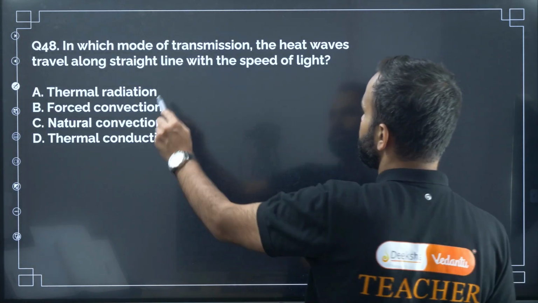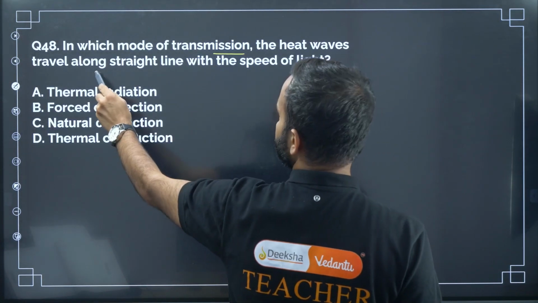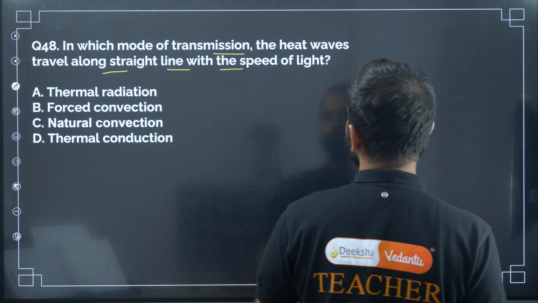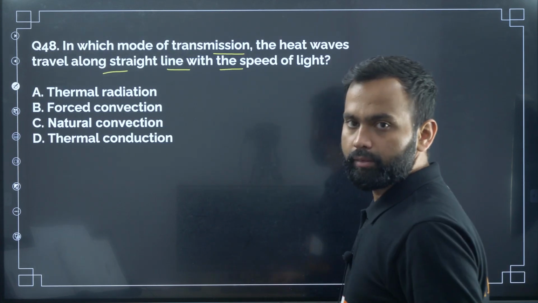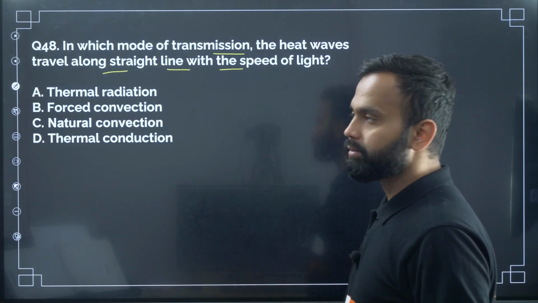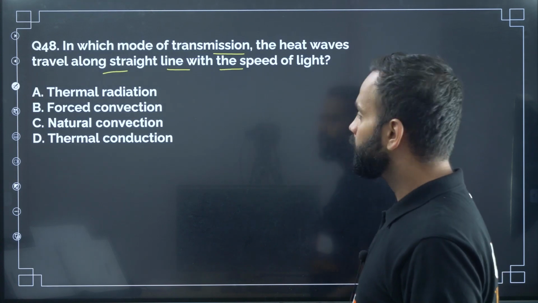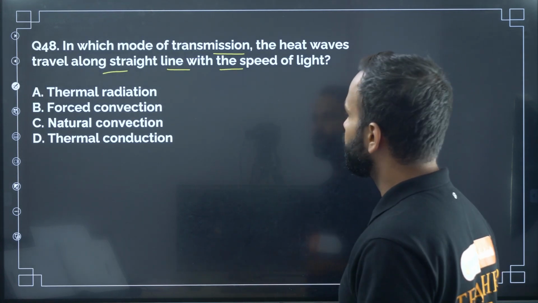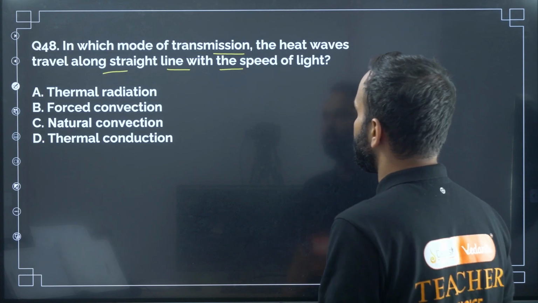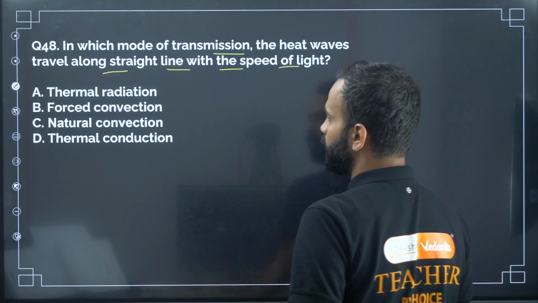48. In which mode of transmission do the heat waves travel along a straight line with the speed of light? The direct question, right? Thermal radiation. That is the radiation mode of transmission. The heat waves travel along a straight line with the speed of light. So the correct option is A.